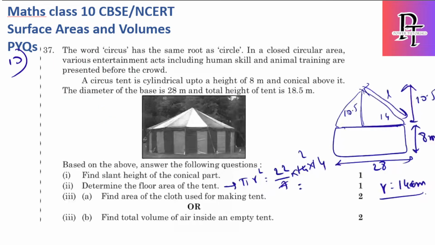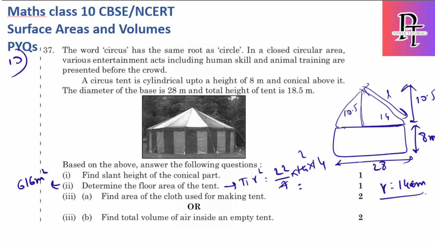So this value is 616 meter square. Next, find the area of the cloth used for making the tent, or the total volume of the air inside the empty tent. I will find both, but in the exam we have to find only one, either this one or this. So let's find the first one, total area of the cloth used.